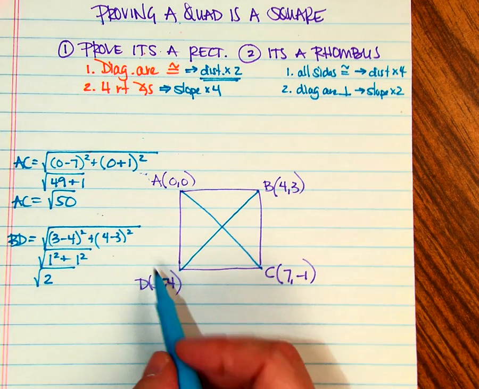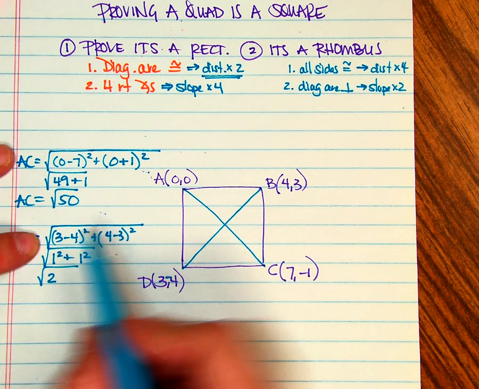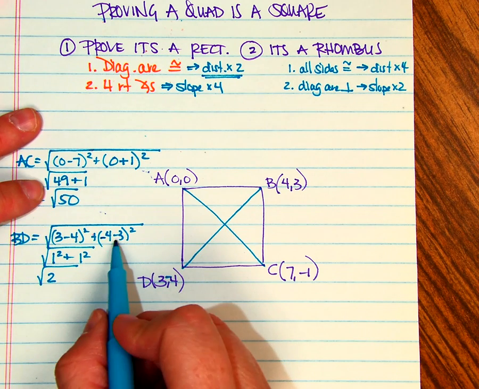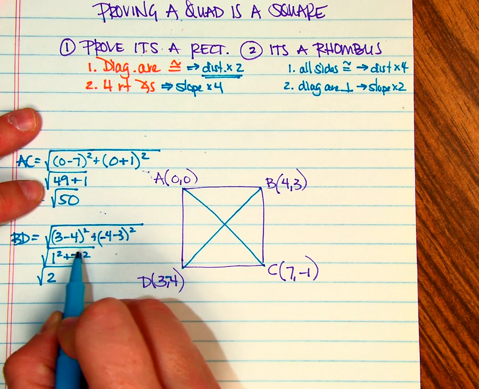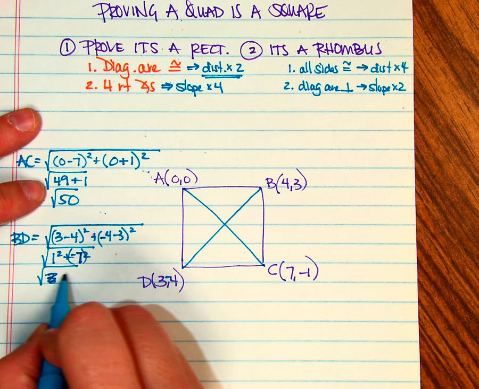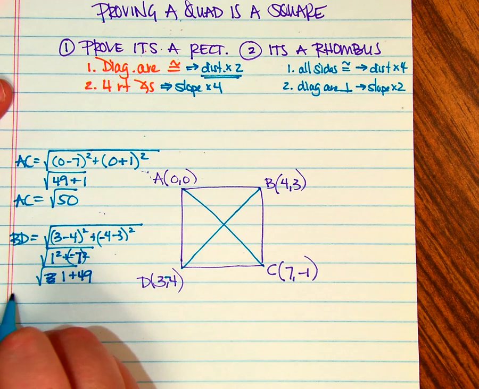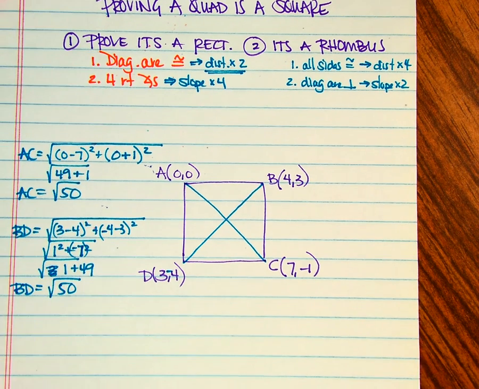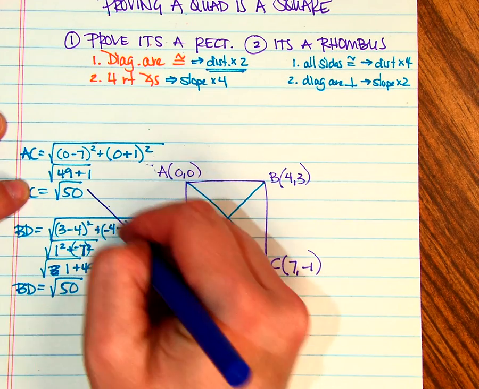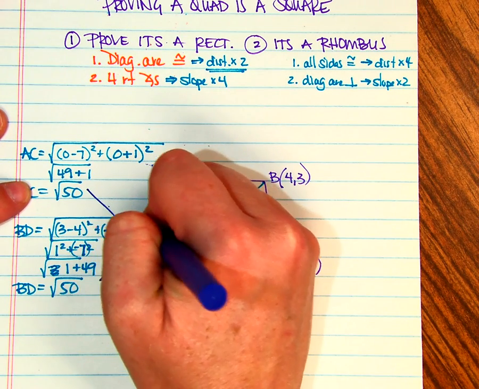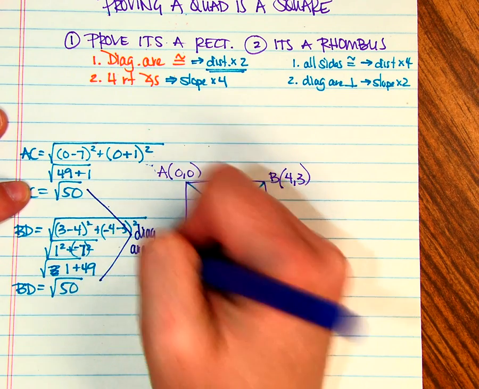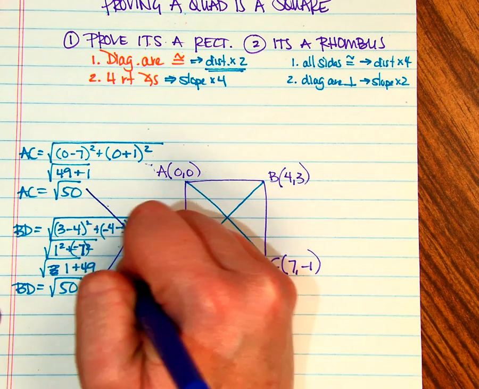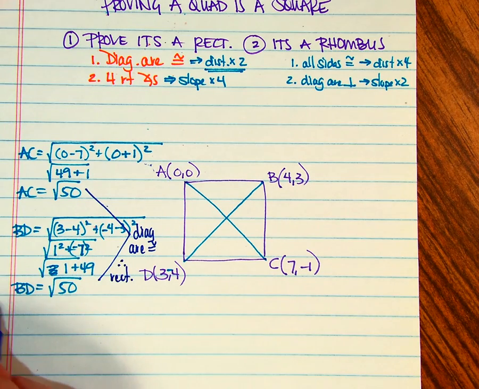Okay, so that should have been a 3 and a negative 4, which is going to change this. So 3 minus 4, that's not going to change. Negative 4 minus 3 gives me a negative 7 squared. Gives me 1 plus my 49. There we go. So BD should be the square root of 50. Okay? So I know that diagonals are congruent. But remember, that does not prove that it's a square. It just proves that it's a rectangle. So we know it's a rectangle for sure.